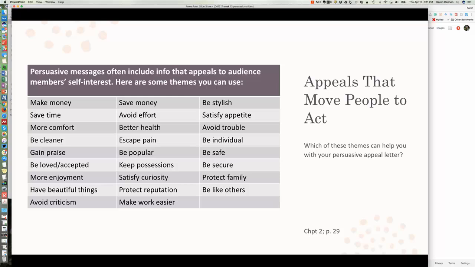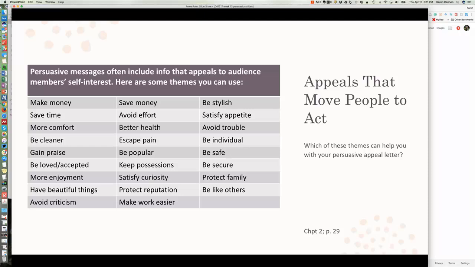But with another product or service, saying, hey, if you use this, you can make money, you can save time, you can be more comfortable. Those are, for different audiences, effective appeals. For people that are not like me, being cleaner, although maybe it would be effective if it were me, because I'm not the tidiest person, and so if there was something that could make being cleaner easier, combining some of these appeals might be helpful.